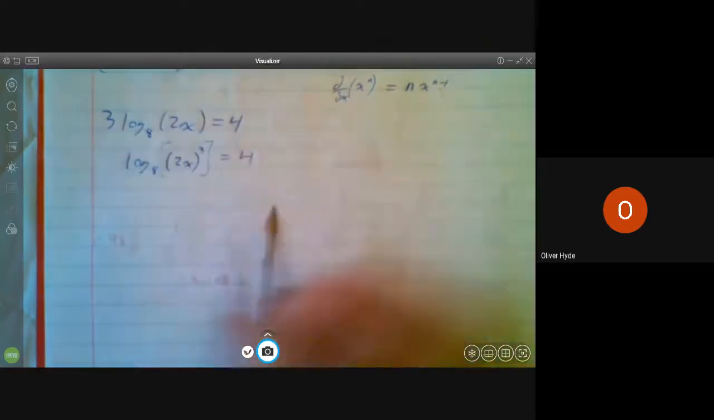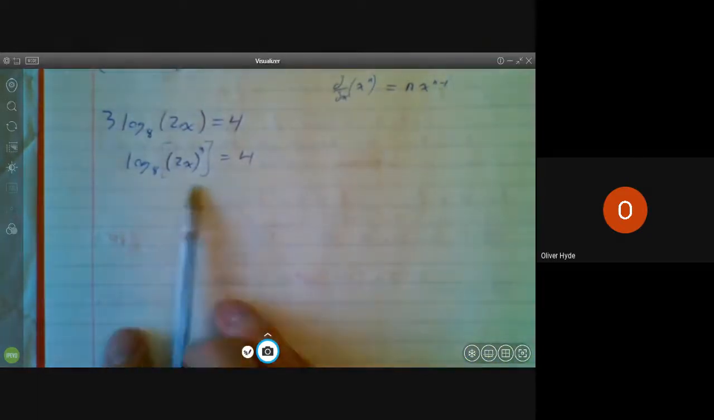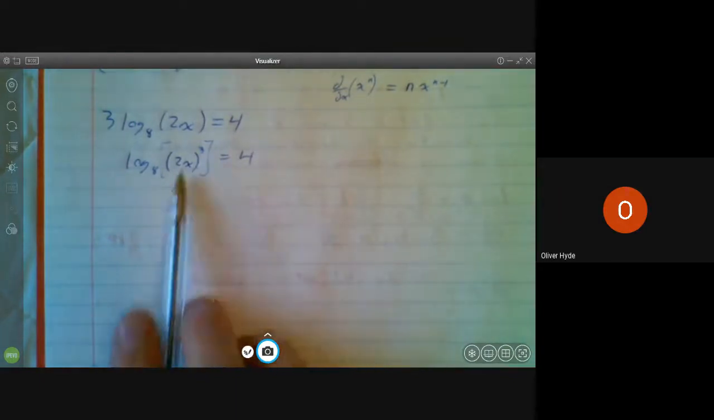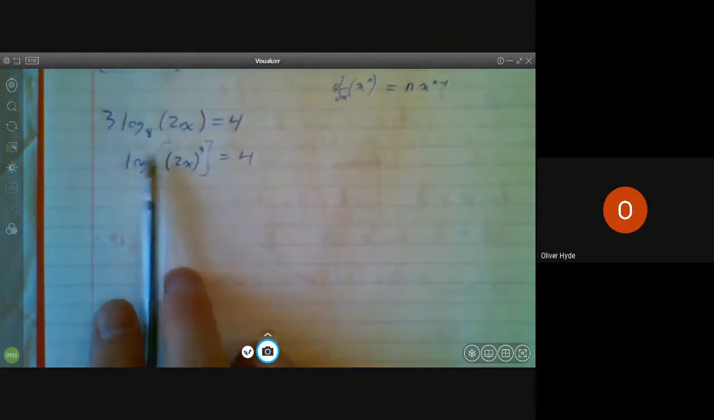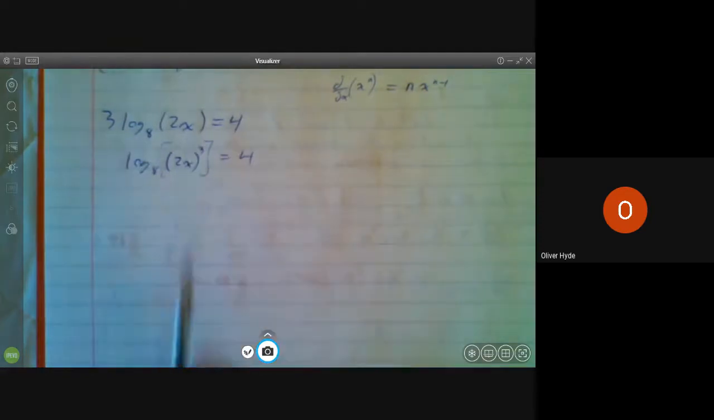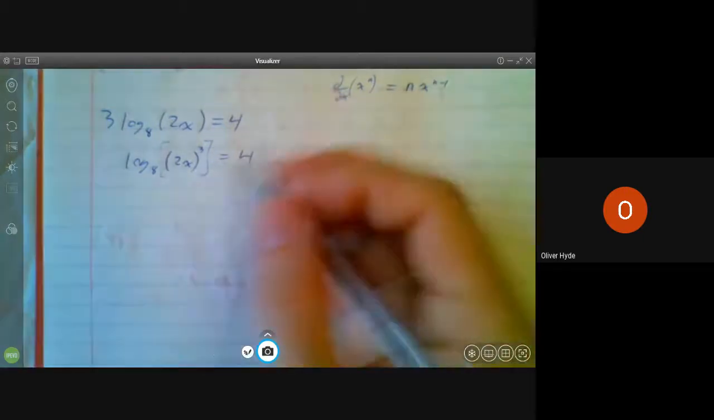It's not necessary to have this second set of brackets here, but I want to make sure it's absolutely clear that I'm not cubing log base 8 of 2x. You're not magically moving a coefficient into an exponent. That's silly. Why would I do that?